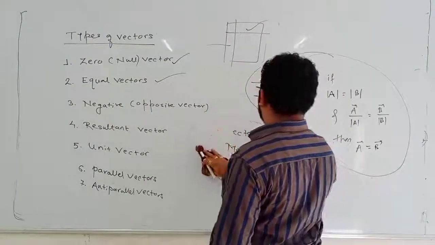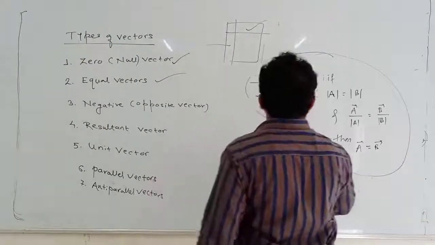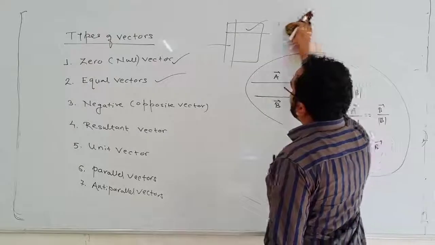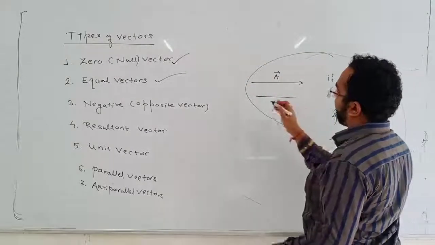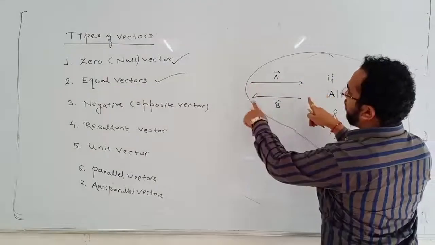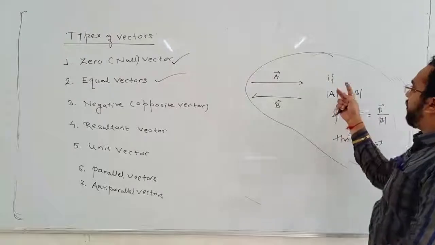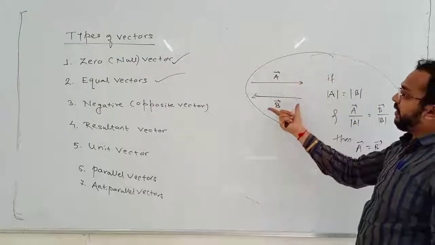Negative or opposite vectors means, see, this is vector A, just the arrow is different. The magnitude is the same. See, the length of this arrow is equal to the length of this arrow, meaning the magnitude of A is equal to the magnitude of B. The value is the same, the length is the same.